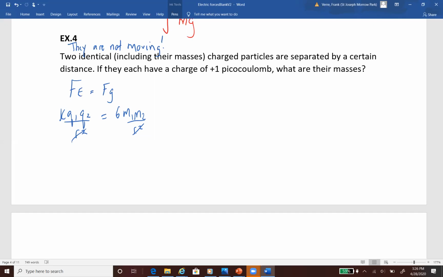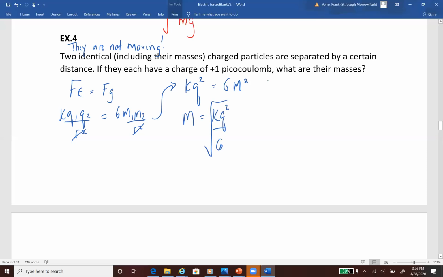Now, it says that the objects are identical, so their masses are identical and their charges are identical. So we can make this a little bit simpler and say that k q squared, because q1 and q2 are the same, would be equal to G m squared, because m1 and m2 are the same. So now you can see that m squared would simply be k q squared over big G. Take the square root of that.